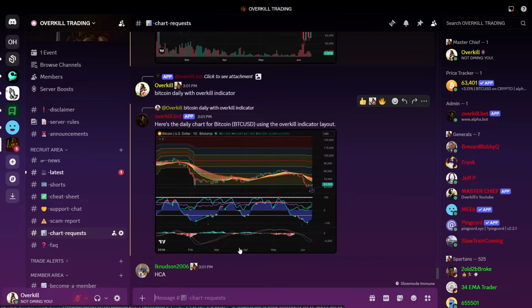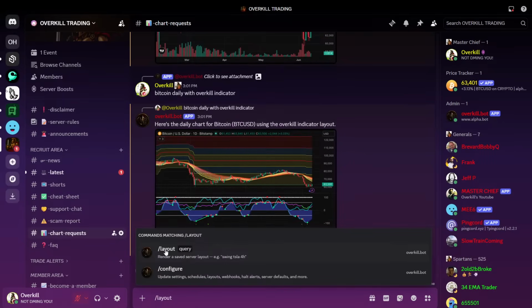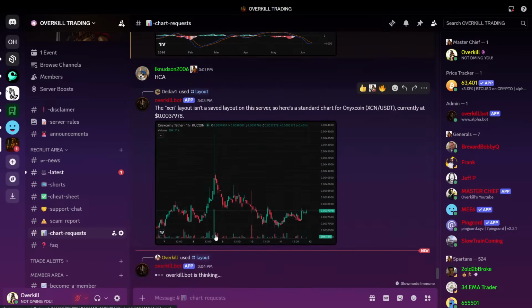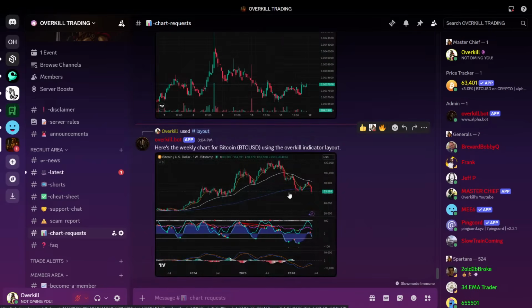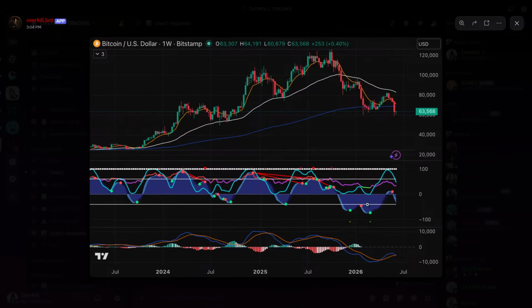So if you want to look up a chart at any time, all you got to do is type in /layout over here, and then you just click on layout or hit enter. And then you just type in, so I could just type in Bitcoin weekly. Just whatever name you want to see, it could be any stock, any crypto. If I type in here Bitcoin weekly, it's going to pull up Bitcoin's weekly chart with our trading indicators. If you guys are familiar with the channel, we use a specific set of trading indicators here. You could see the Bitcoin weekly chart is right here. You guys can see where it's at in regards to the EMAs, what color the dot is on our indicator. You could see the MACD.